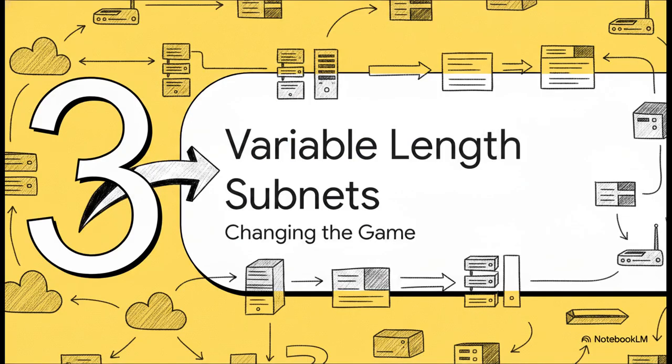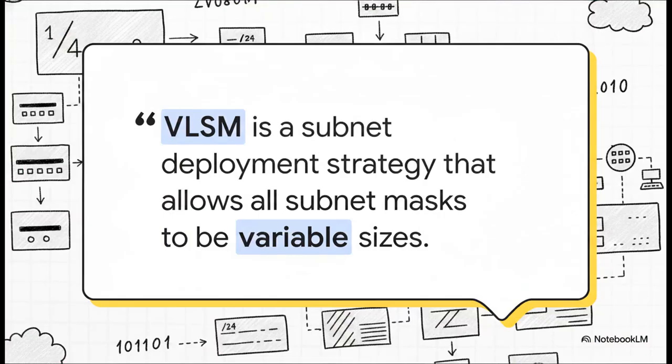Section 3. Variable length subnets. Changing the game. According to our sources at Practical Networking, VLSM is essentially the subnetting of subnets. It's a total game changer. It allows network engineers to divide IP space into a hierarchy of subnets of vastly different sizes. You're no longer locked into those default /8, /16, or /24 masks. You can perfectly right-size your networks.